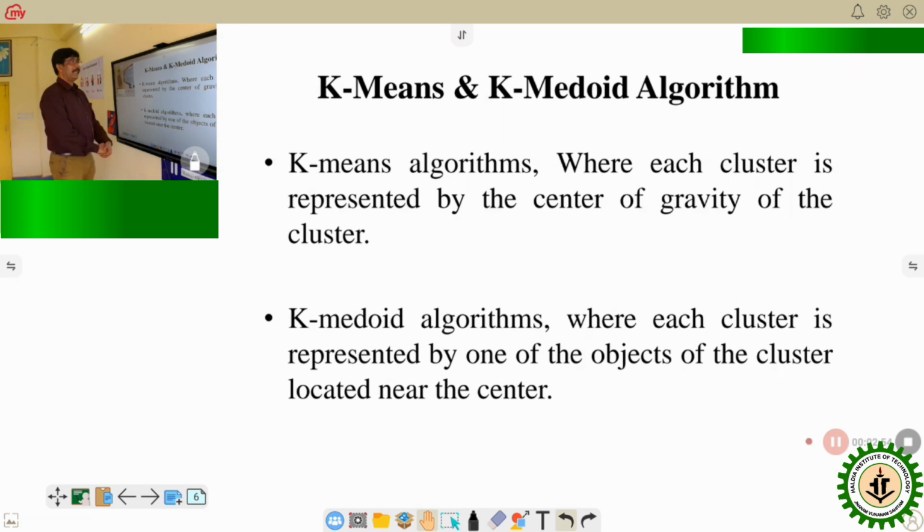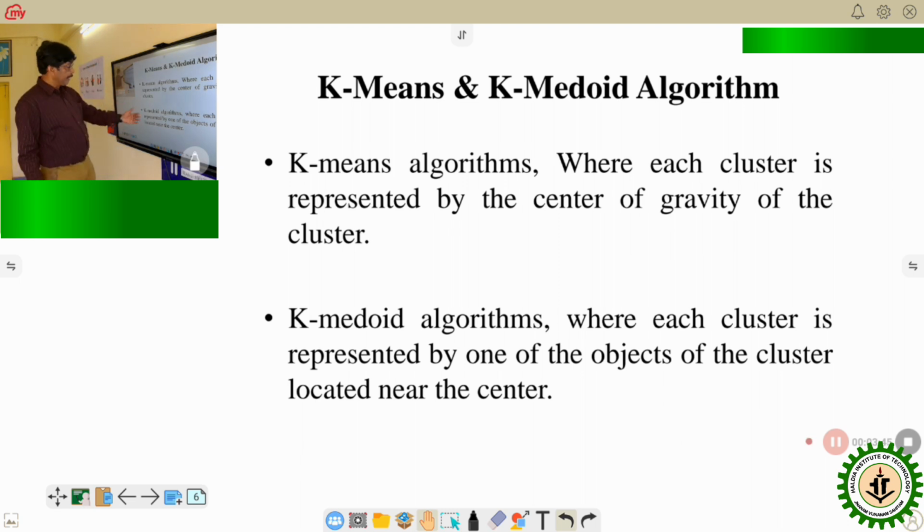Now what is the k-means algorithm? K-means is where each cluster is represented by the center of gravity of the cluster. Whatever the number of clusters, say 2, 3, 4 or k, there should be one particular data point or object that we fix as the cluster head. That cluster head will represent the whole cluster, and it has to be selected on the basis of the center of gravity of the cluster. Center of gravity means that we have to consider the mean of the data points belonging to this cluster.